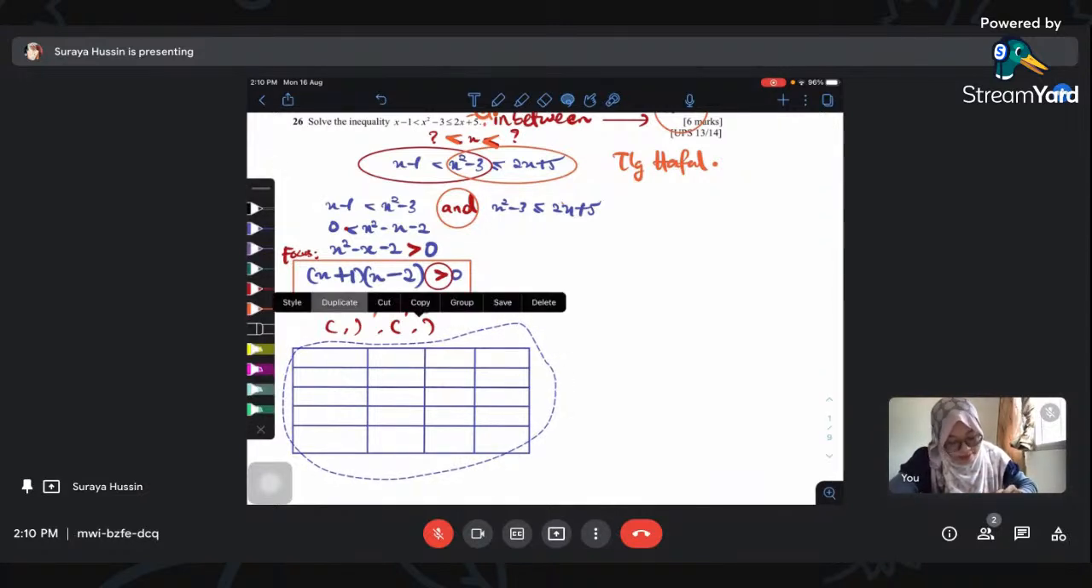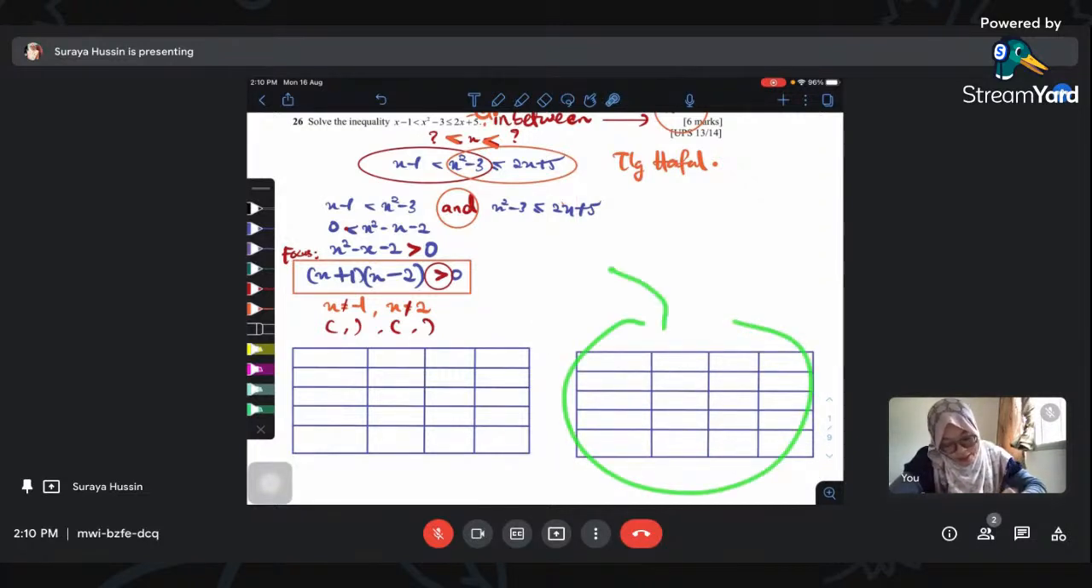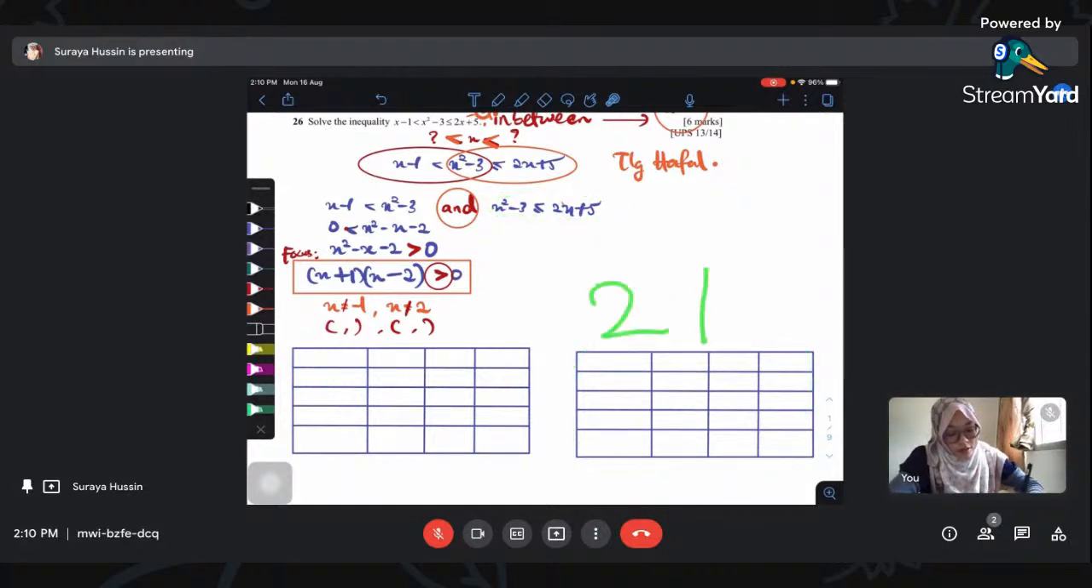So now I will have another table on another inequality. Okay, table yang ini untuk inequality yang lagi satu. You will have two inequalities, means you will have two TOS. Just like that, very simple. Cumanya kamu tak tahu macam mana nak tulis pada jawapan akhir. Okay, don't worry about that. I will teach you. So now, write down interval first.